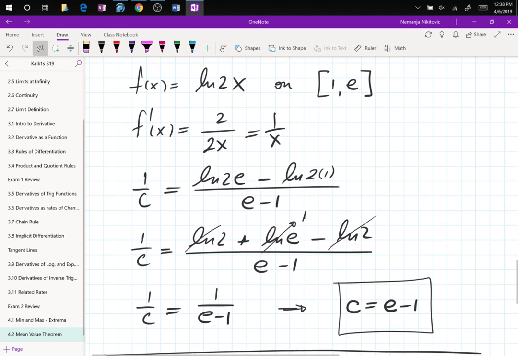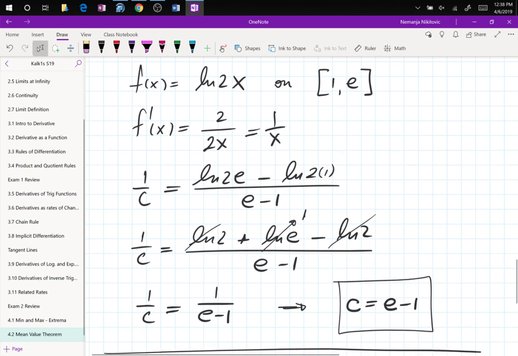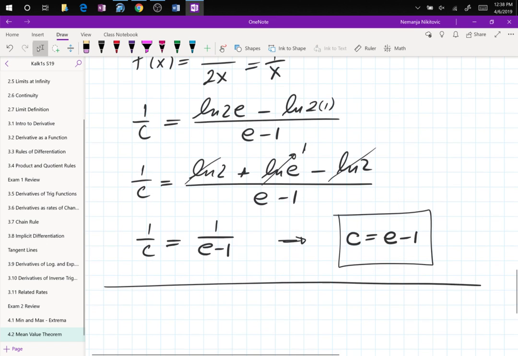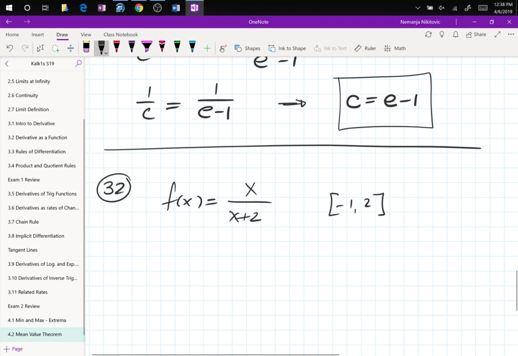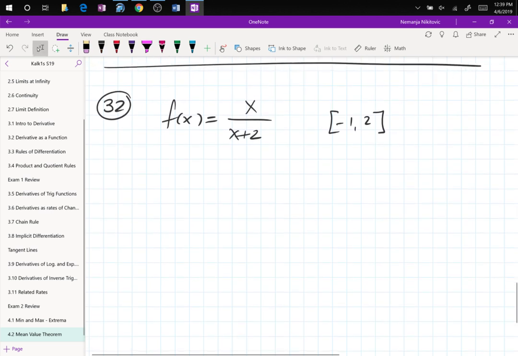Entire problem: you find the derivative, you replace each x with c, and that's the derivative side, and then you have on the other side f of b minus f of a divided by b minus a. Let's work on 32. So try this one on your own. Take the derivative, replace it with c's.